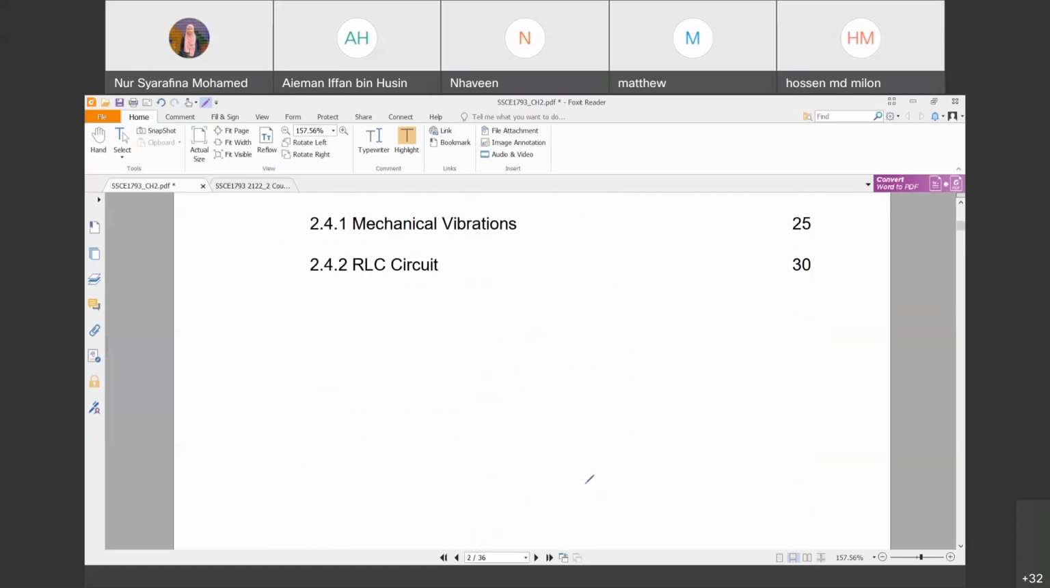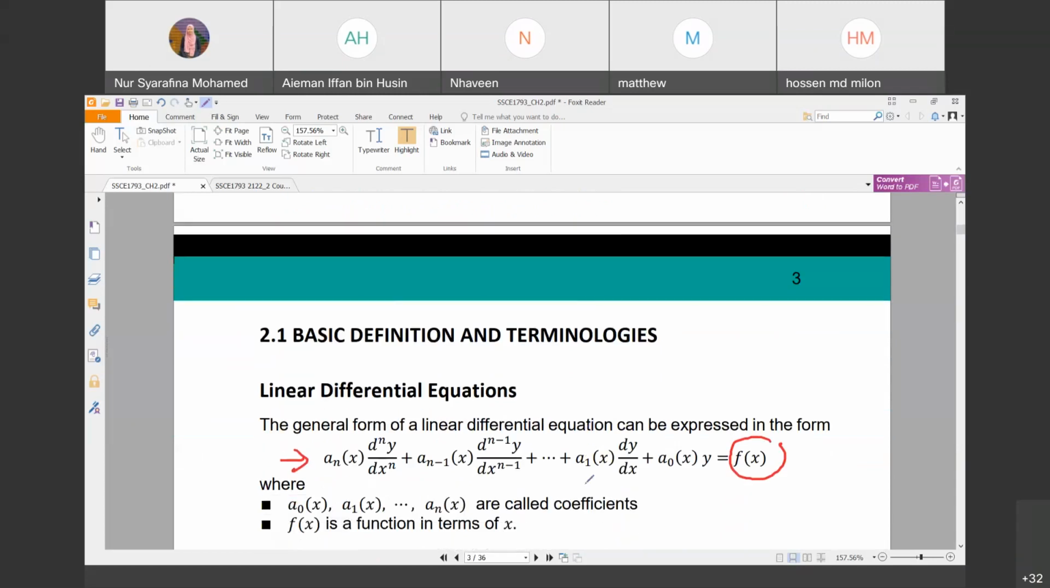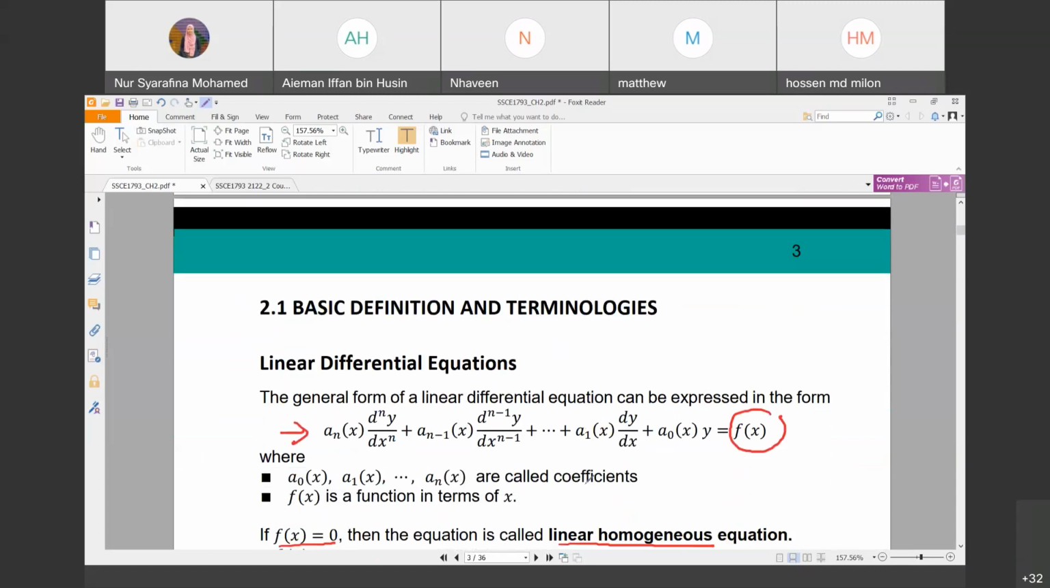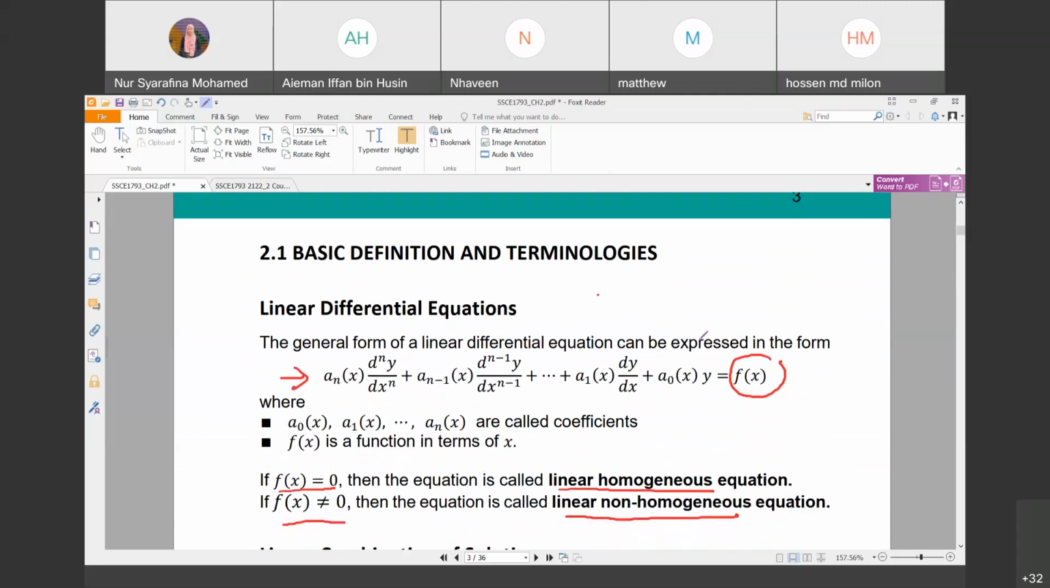Okay, like that. So now you have done with first order and this chapter is focused on second and higher order. So how can we identify the order of differential equation? Remember, anyone? By looking at the highest derivative. Yes, by looking at the highest derivative or highest differential.